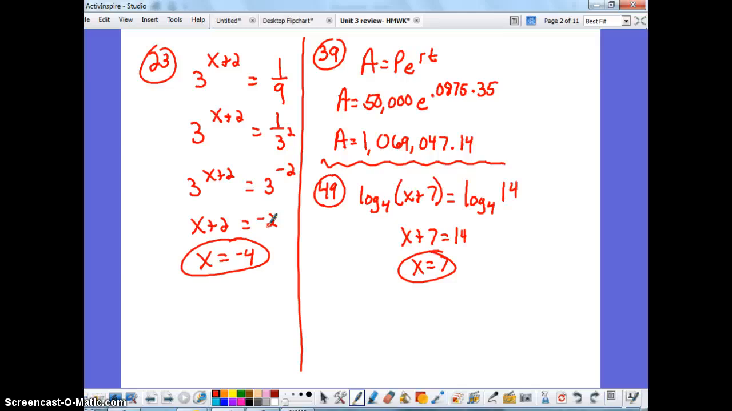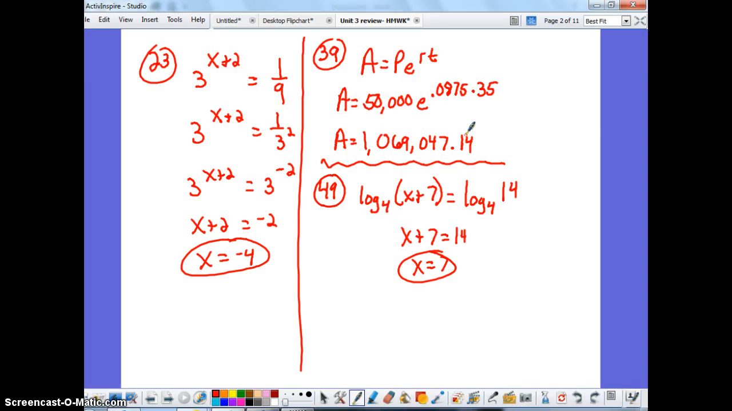Now going to number 39. You have A equals PERT. Again, you see that up on the screen there. They gave you the 50,000. That's the P. The interest rate, 8.75, make sure you take that and make it 0.0875. And I want to know what it is worth on the 35th birthday. Take this, type it directly into the calculator, and you get $1,069,047.14. All right, part B, don't worry about that. I don't like the wording of that.